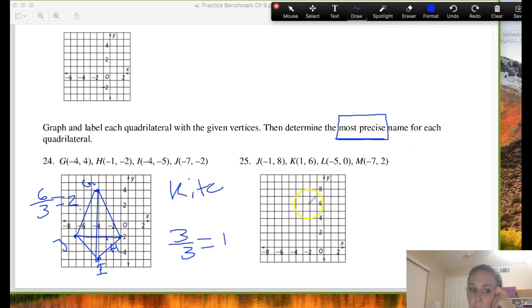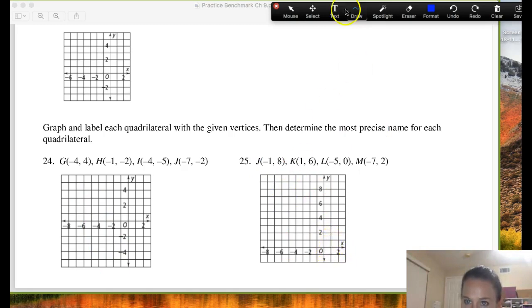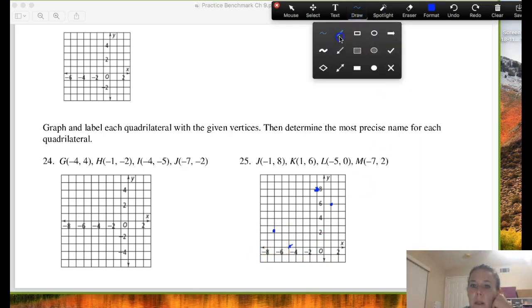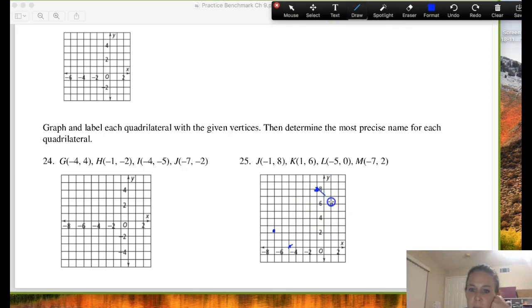Now let's check this one. What's the most precise name for this? Well, go ahead and plot your points. All right, so we're going to go, let's see, here's my axis right here. We're going to go -1 up 8. Here's 1 point. We're going to go over 1 up 6. -5 up 0, and then -7 up 2. All right. That actually is looking to me like it's going to be a rectangle just based on the diagram.